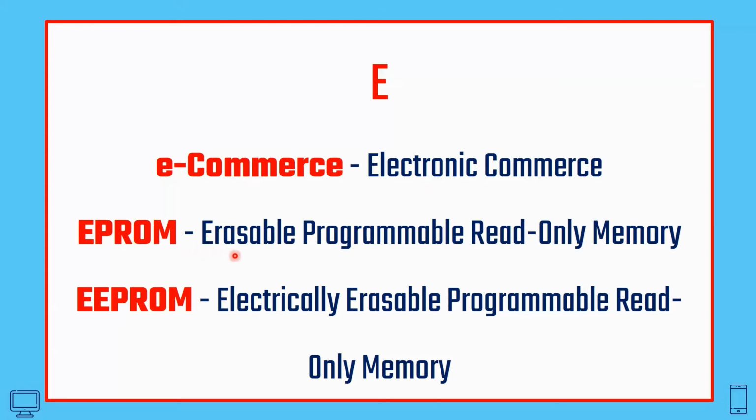EPROM, Erasable Programmable Read-Only Memory. It is a type of programmable read-only memory, PROM chip, that retains its data when its power supply is switched off. EEPROM, Electrically Erasable Programmable Read-Only Memory. It is read-only memory whose contents can be erased and reprogrammed using a pulsed voltage.